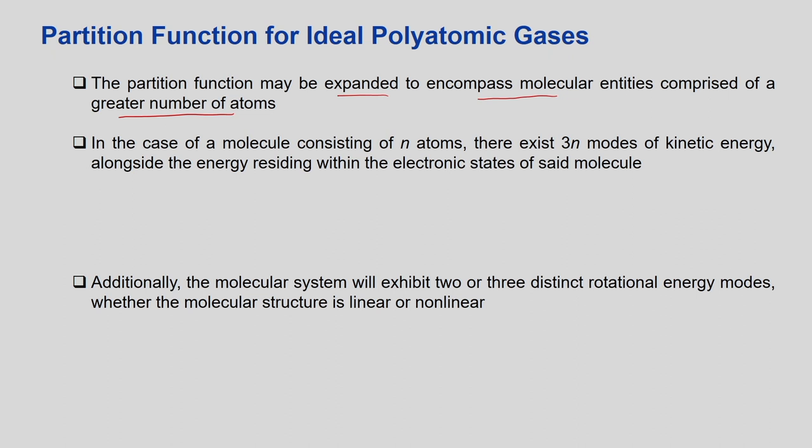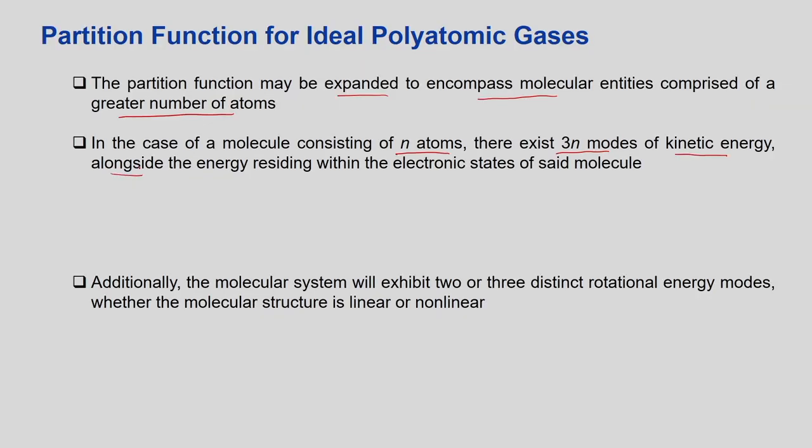In the case of a molecule consisting of n atoms, there will be 3n modes of kinetic energy. So you have n atoms, you will have 3n kinetic energy modes, which means you will have x, y and z coordinates for each atom. You multiply by 3, it becomes 3n kinetic energy modes. Along with this, there is also the energy residing within the electron states of the molecule, which we will not consider here. We will only consider the kinetic energy modes.